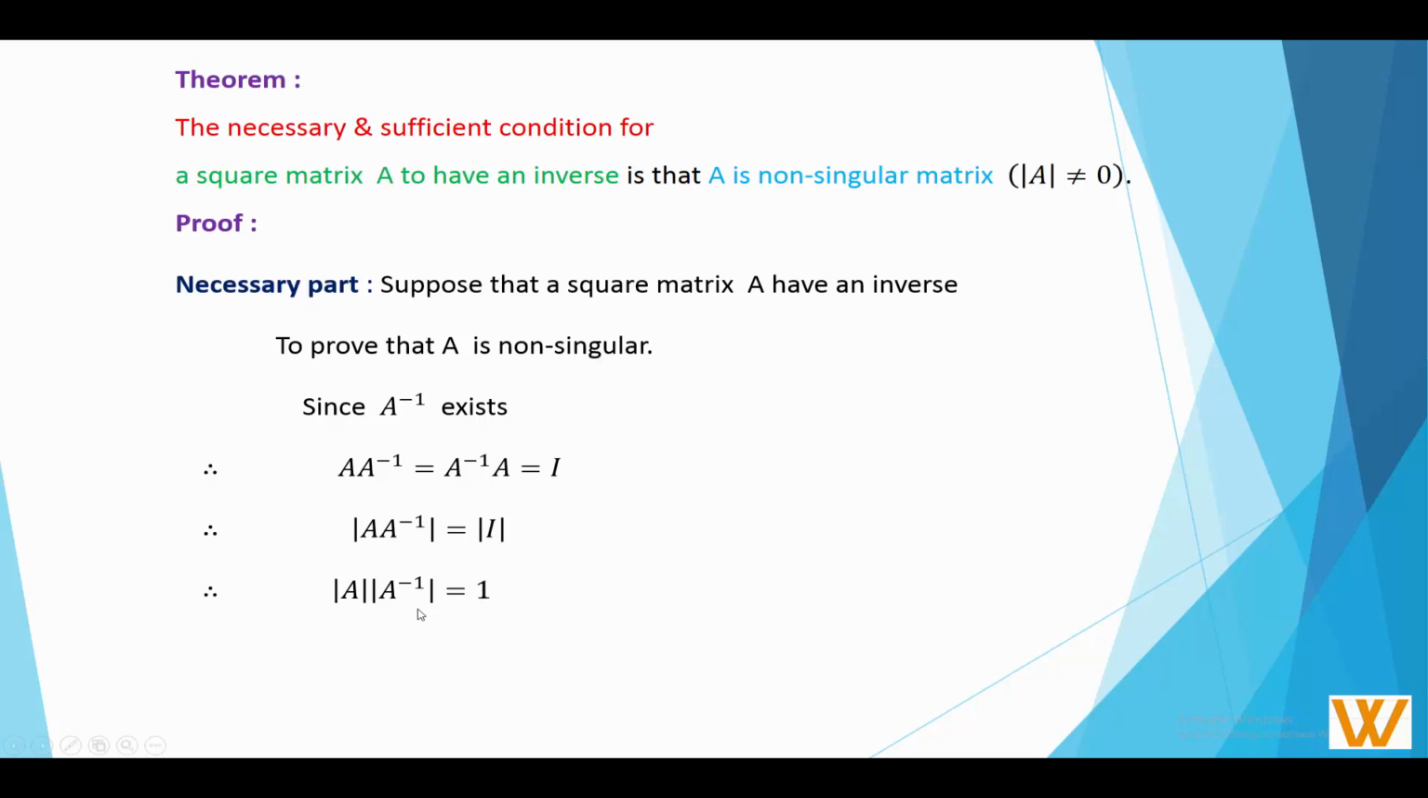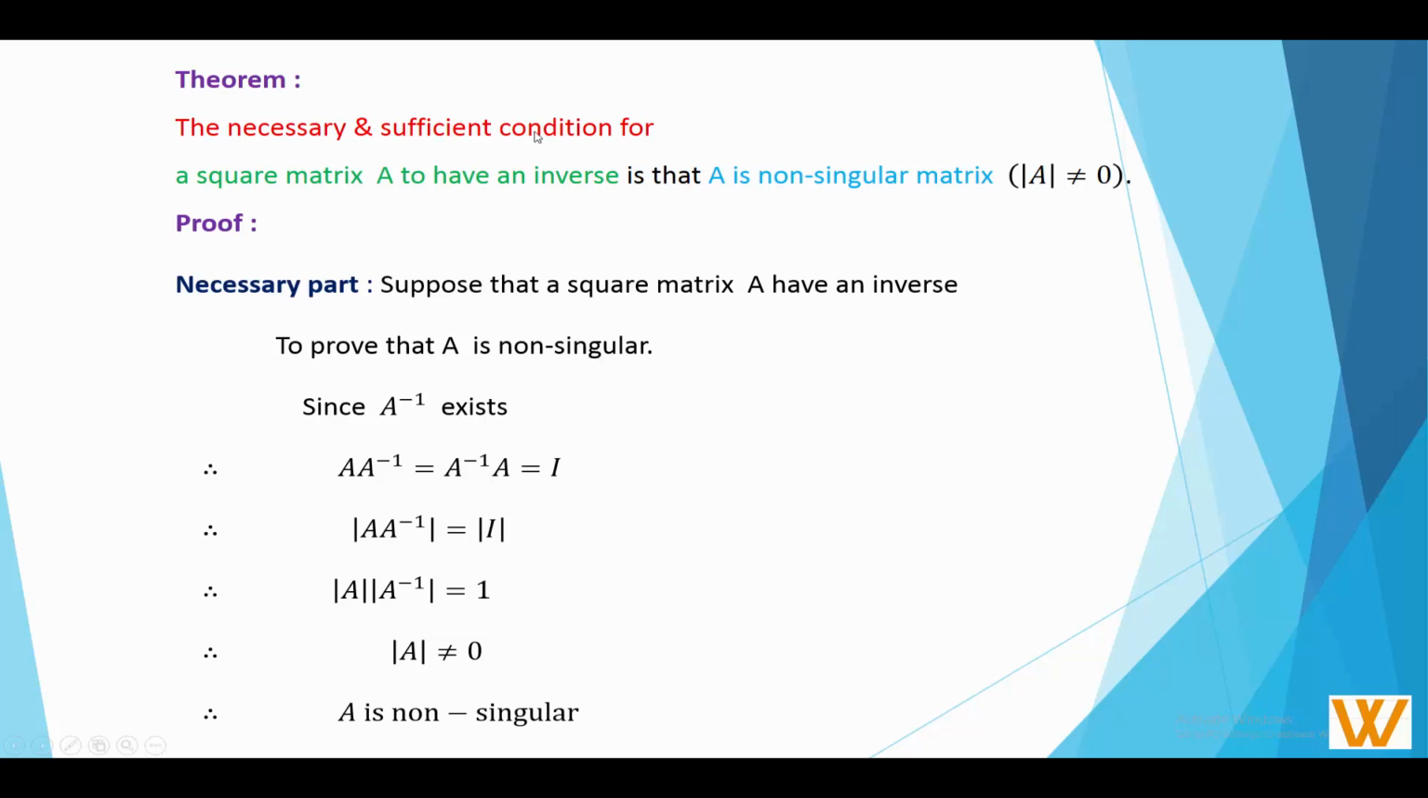Now the product of the two determinants is 1, which means both are not 0. So determinant A is not equal to 0, and also determinant A inverse is not equal to 0. Determinant A is not 0 means A is a non-singular matrix. This is the proof of the first part.